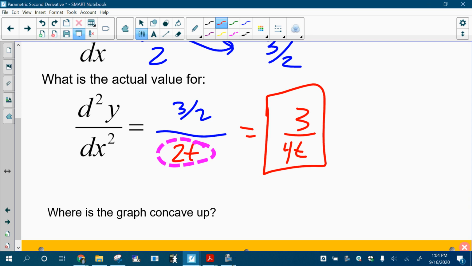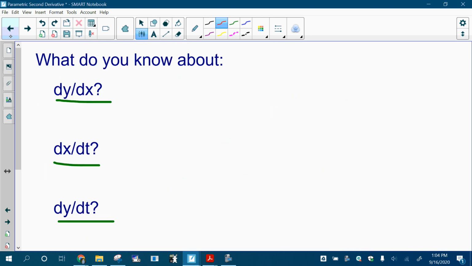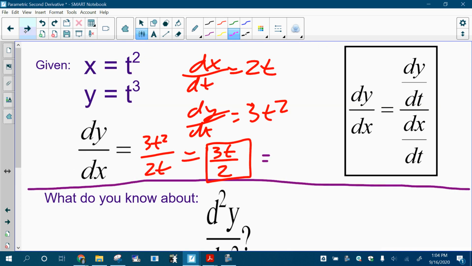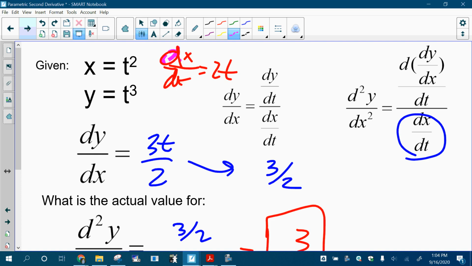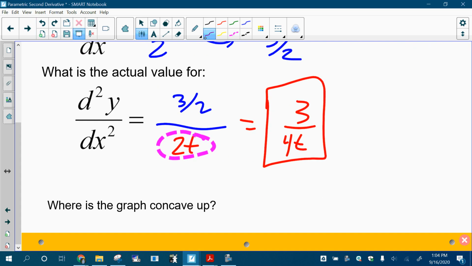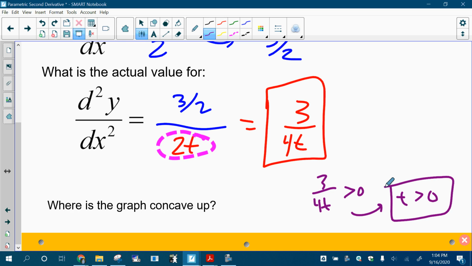And if we go back to our graph, when is our graph concave up? We said our graph was concave up for this chunk, and this chunk is when t is bigger than 0. That's when my graph is bowl-shaped. And if you look at our second derivative now, this all makes sense. My second derivative is 3 over 4t. When is 3 over 4t greater than 0? When t is greater than 0. That's when the graph is concave up.